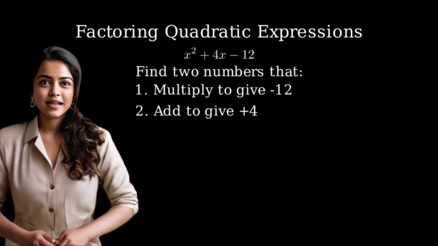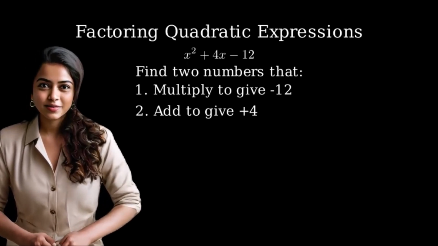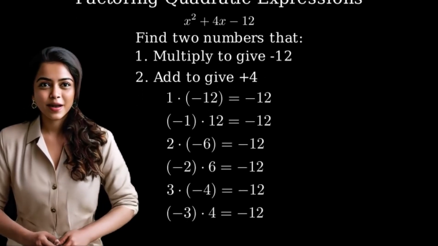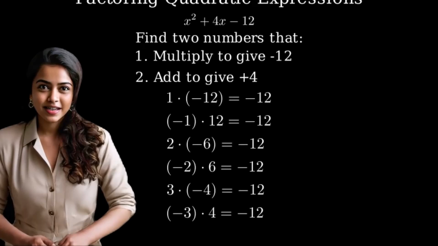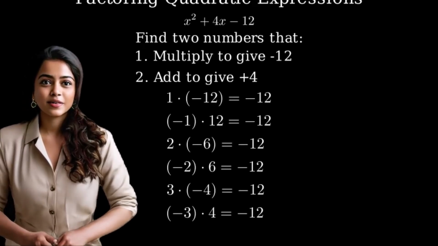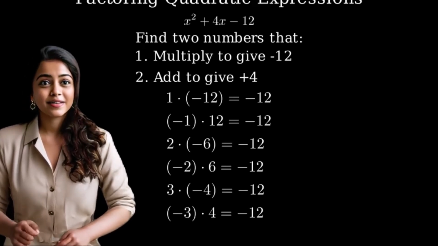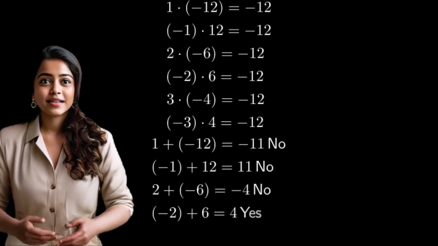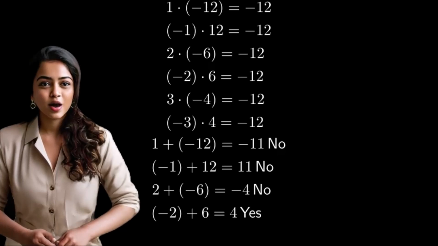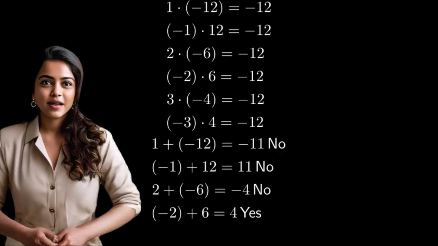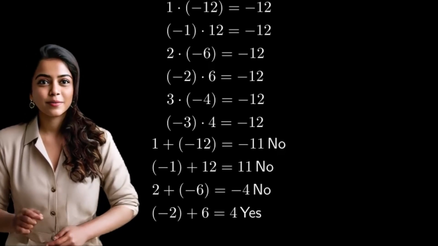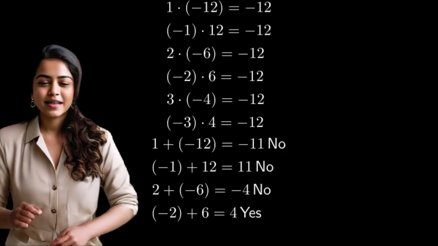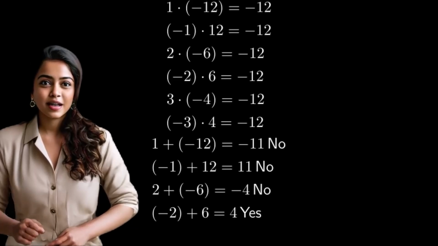So first, let's list all pairs of numbers that multiply to negative 12. We could have 1 and minus 12, minus 1 and 12, 2 and minus 6, minus 2 and 6, 3 and minus 4, and minus 3 and 4. Now, let's check which pair adds to positive 4. 1 plus minus 12 equals minus 11, cross mark. Minus 1 plus 12 is equal to 11, cross mark. 2 plus minus 6 equals minus 4, cross mark. Minus 2 plus 6 is equal to 4. We found our numbers. We can stop checking.